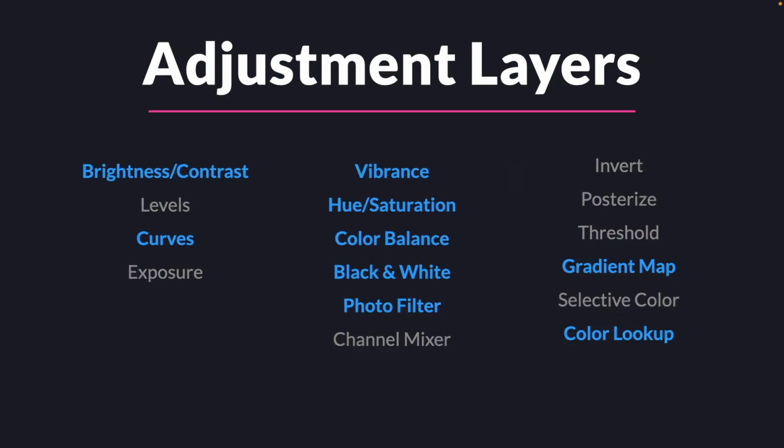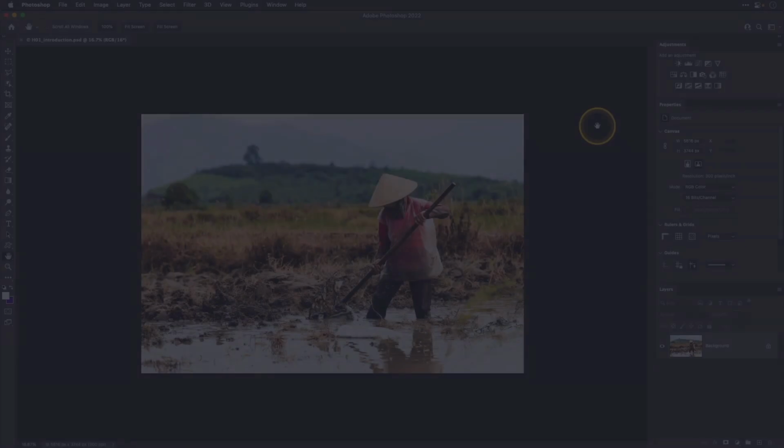Here you can see that the adjustments that are in blue are the ones that I'm going to be showing you throughout this chapter. As you can tell, I won't be going through every single adjustment. Instead, I'll be showing you only those that I feel are most helpful when editing photographs. Let's jump over to Photoshop to see how adjustment layers work.